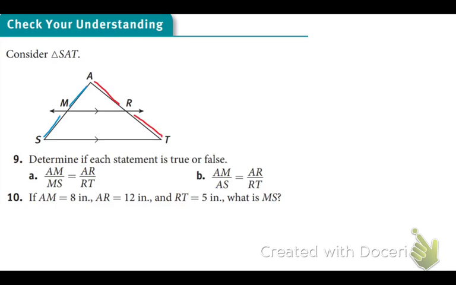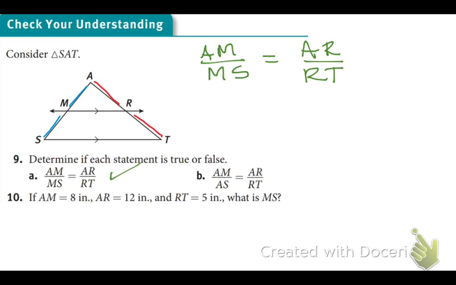So I've marked segment AM in blue and segment MS in blue and segment AR in red and segment RT in red. So let's see. The measure of segment AM over the measure of segment MS will equal the measure of segment AR over the measure of segment RT. And that literally is what this one says right here. So definitely A is true.